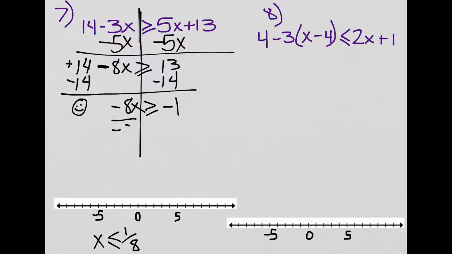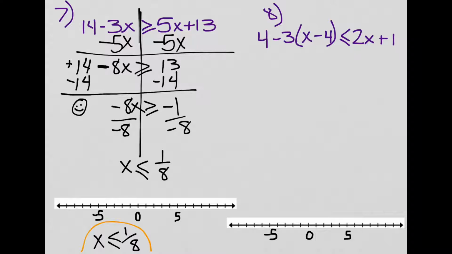Oh, got to divide by negative 8. Oh, the alarm went off. Okay, so that means I need to reverse my inequality, and I get x is less than or equal to positive 1/8. Hey, that's the answer we got the first time we did this. And that shows you another reason why you have to reverse that inequality. If I had just left it as the greater than or equal to that it was at the beginning without reversing it, I would have got it wrong.